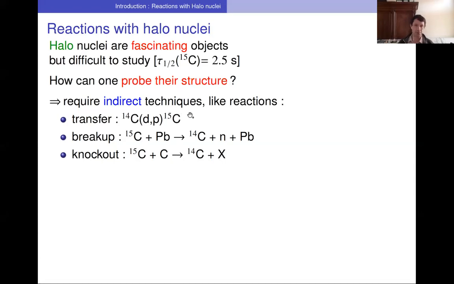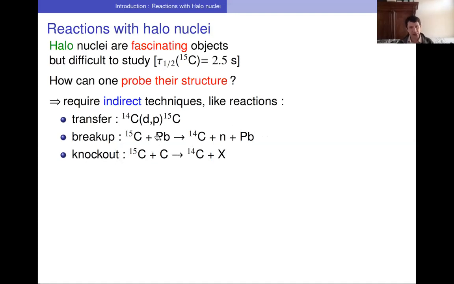That's an ideal tool. Another way is, because these systems like carbon-15 are very loosely bound, they can be easily broken up. And the idea is you produce them at your favorite radioactive beam facility. It can be RIKEN, GSI, whatever, and you fire it on a target such as lead, and due to the interaction and because the system is loosely bound, it can be easily broken up into its core and the neutron, which you can detect in coincidence, and then from there you hope to get some information about the structure of the nucleus.